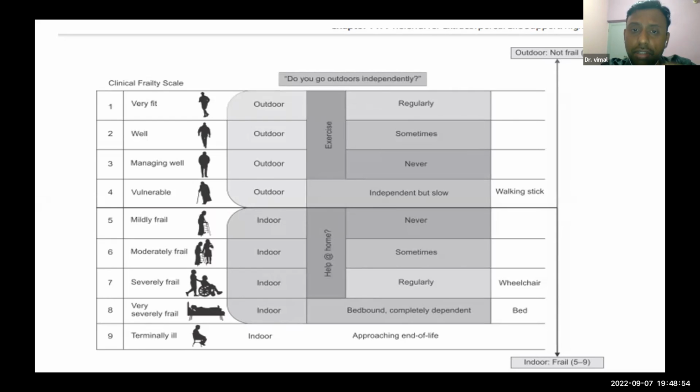So ECMO is a costly modality. Apart from the costly modality, we are taking the blood out, oxygenating and giving it back to the body. So it has got its own repercussions. So we need to choose the ideal patients to get the optimal outcomes.